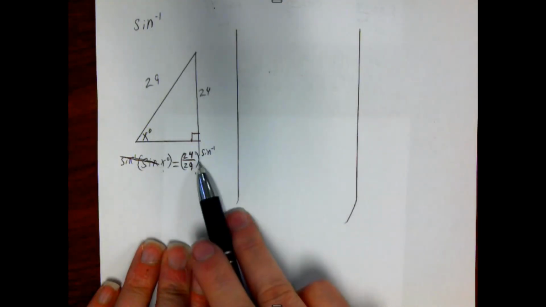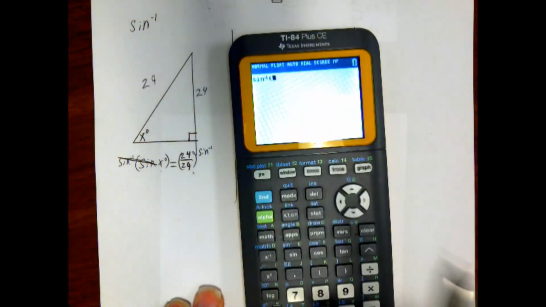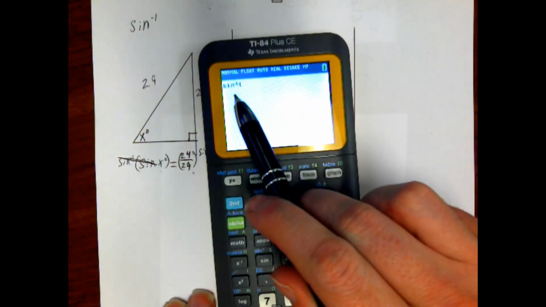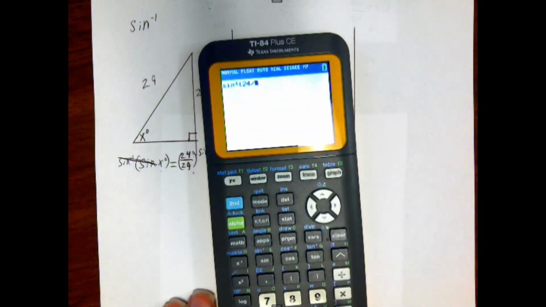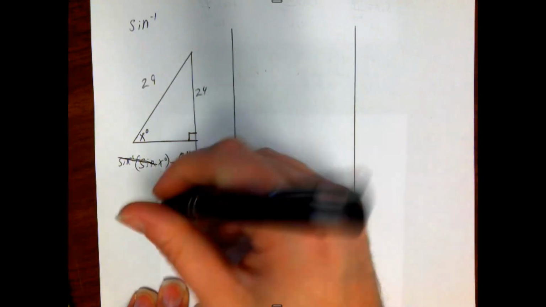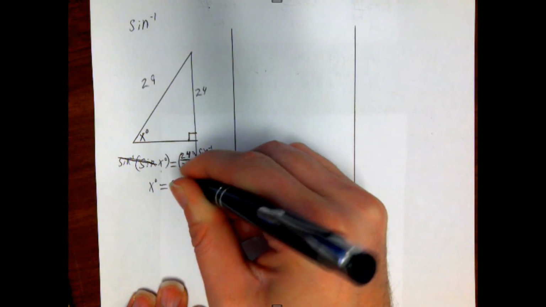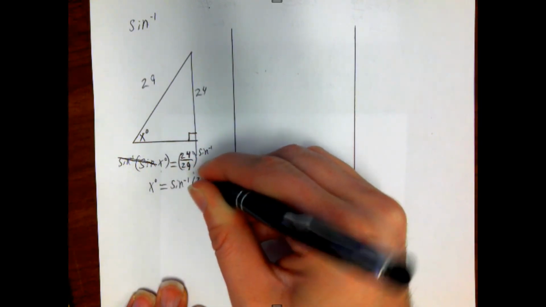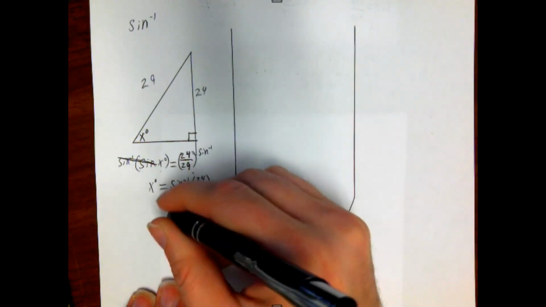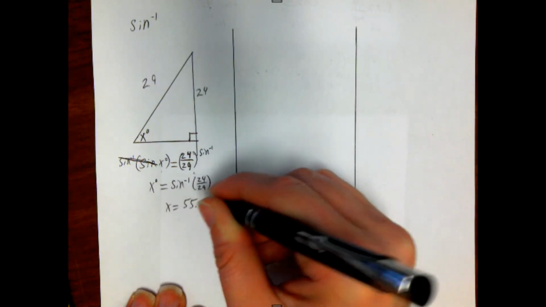inverse sine cancels sine, and we end up with just x. So in the calculator, I'm going to put blue button sine to get sine -1 of 24 divided by 29, close parentheses, and it's going to tell me that my angle measure is 55.85 degrees. So x degrees equals the inverse sine of 24 over 29, which the calculator told me was 55.85 degrees.